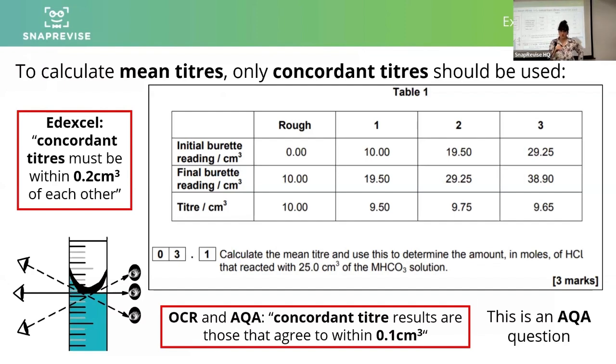This is because we have to make sure when you're reading a burette, depending on where your eye line is, you can read it off differently. We're supposed to all read it off the same. We're supposed to read the bottom of the meniscus.